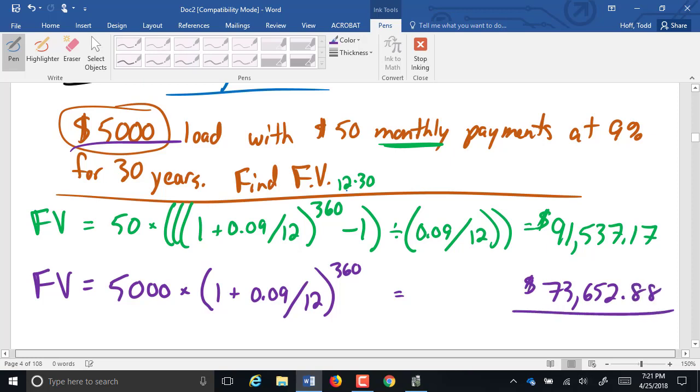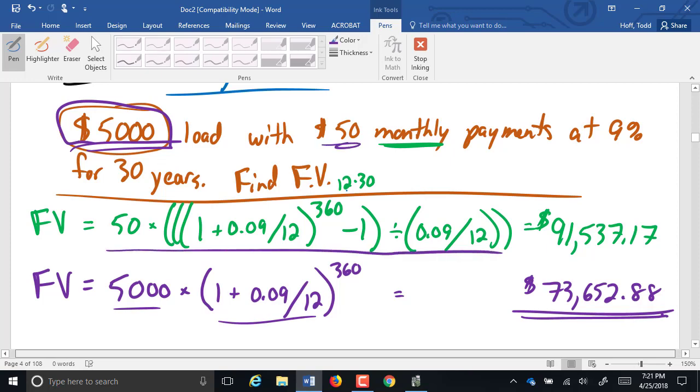So you had to put this amount in at the very beginning. Well, that amount just sits there for the 30 years and draws interest. That gives you this. The monthly payments are calculated separately using this formula. So your ending balance is going to be found by adding these two numbers together. So $165,190.05 would be your ending balance.